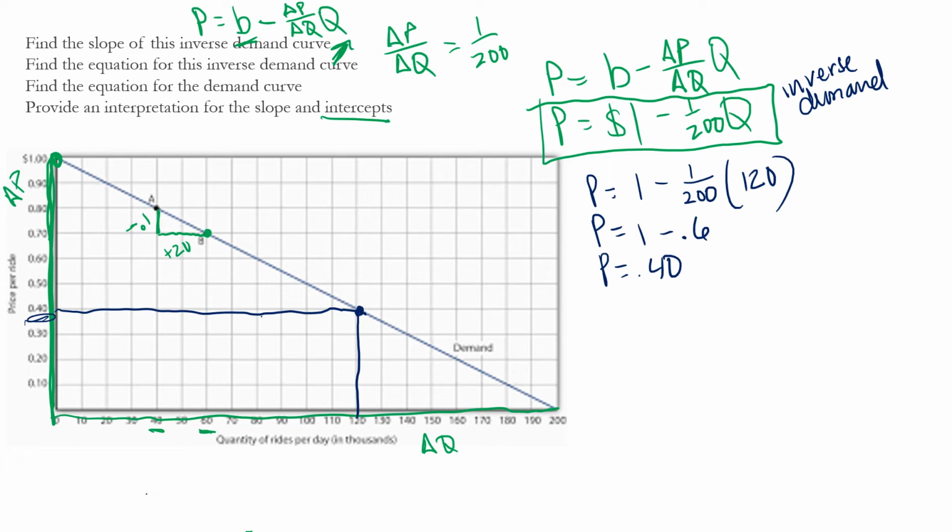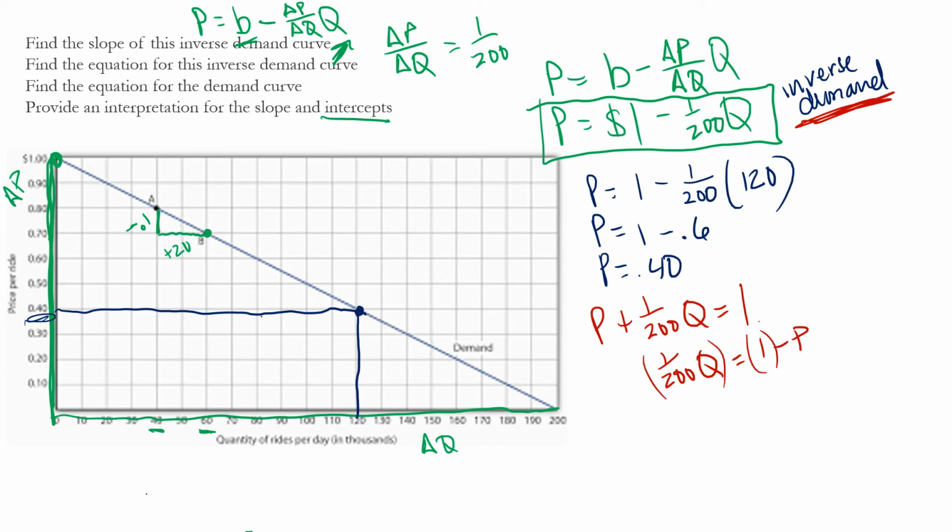Now we're going to solve the inverse demand for Q. So I'm going to add 1 over 200 Q to each side. So P plus 1 over 200 Q is equal to 1. Now I'm going to get the Q by itself, so I'm going to subtract P from each side. 1 over 200 Q is equal to 1 minus P. And then to get rid of this, I'm going to multiply everything by 200. If I multiply 1 over 200 by 200, I just get Q. 200 minus 200 P.